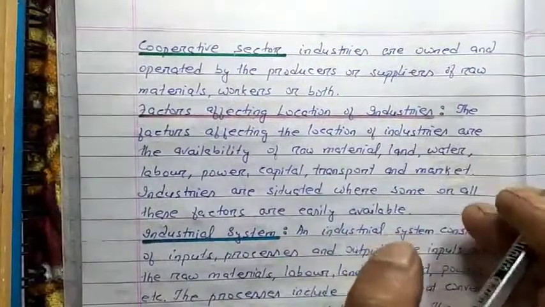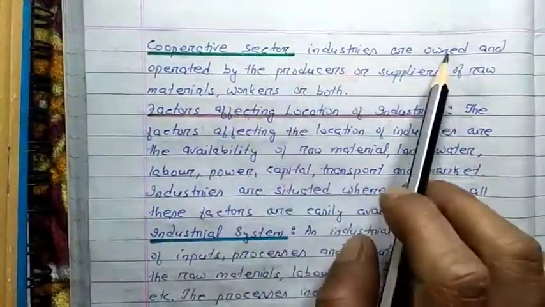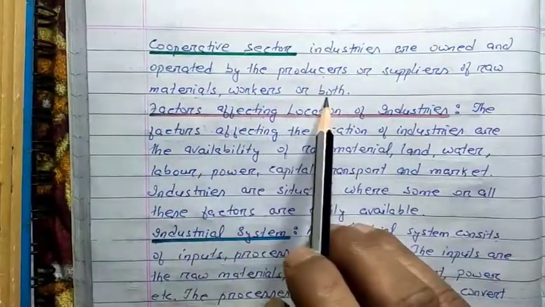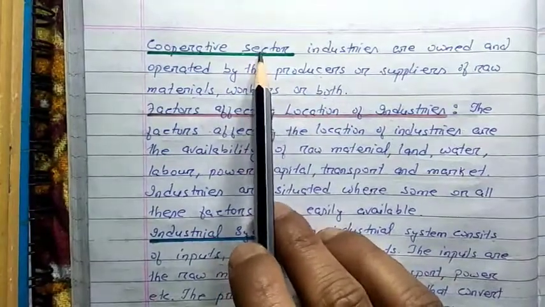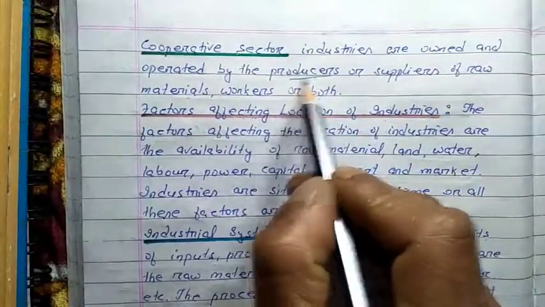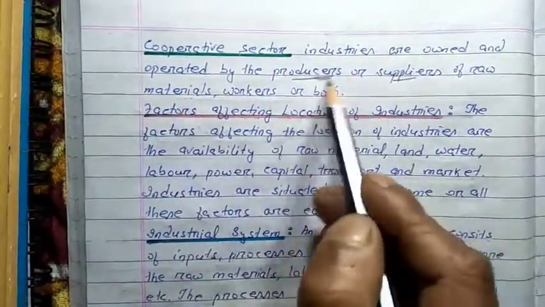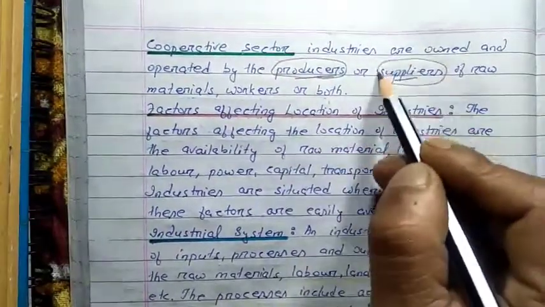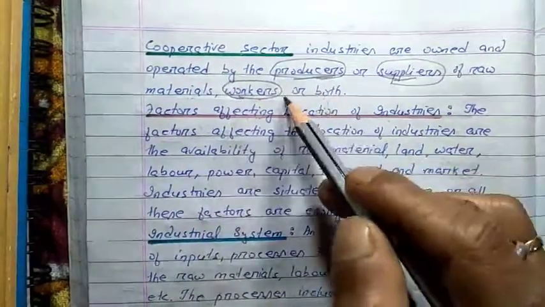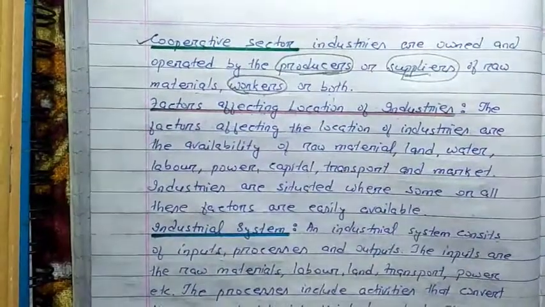The last type of industry on the basis of ownership is the cooperative sector. These industries are owned and operated by the producers or suppliers of raw materials, workers, or both. These industries are generally not under the government. It is connected to the producers and the suppliers of raw materials or workers, or both. Here the producers as well as suppliers of raw materials, even the workers who work in the industry, jointly run the industry, and that is known as the cooperative sector industries.